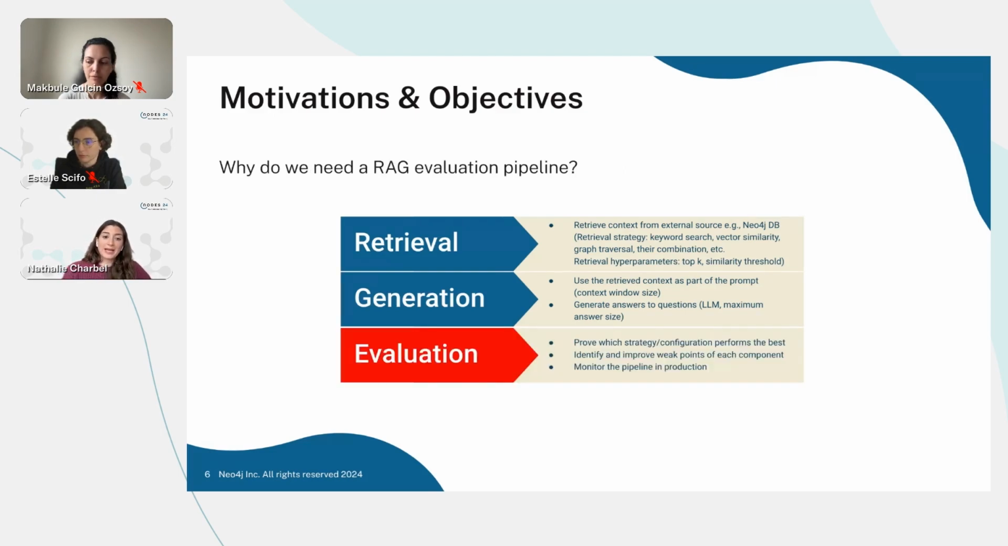So here in this work, we added a third phase, which is called evaluation, in order to prove which strategy performs the best, because we have different configurations for retrieval, different configurations for generation. So we want to evaluate each strategy in order to identify weak points and to be able to improve them in the future and monitor, of course, the pipeline in production.